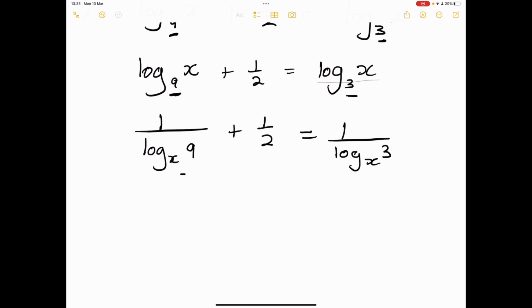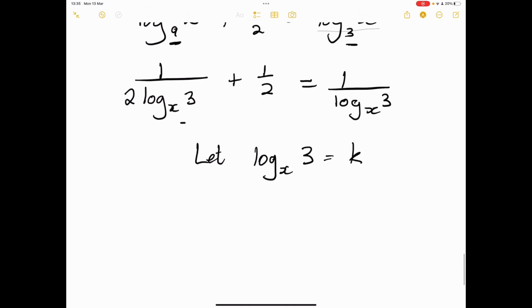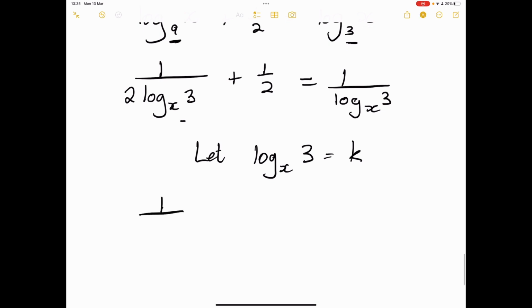So what I can actually do, remember, I can say, well, look, 9 is 3 squared. So therefore, what does this become? It becomes 2 log 3, right? So I can say again, let the log of base x to 3 equal k. So let's write that down nicely. So this would be 1 over 2k, plus 1 over 2, which is equal to 1 over k.